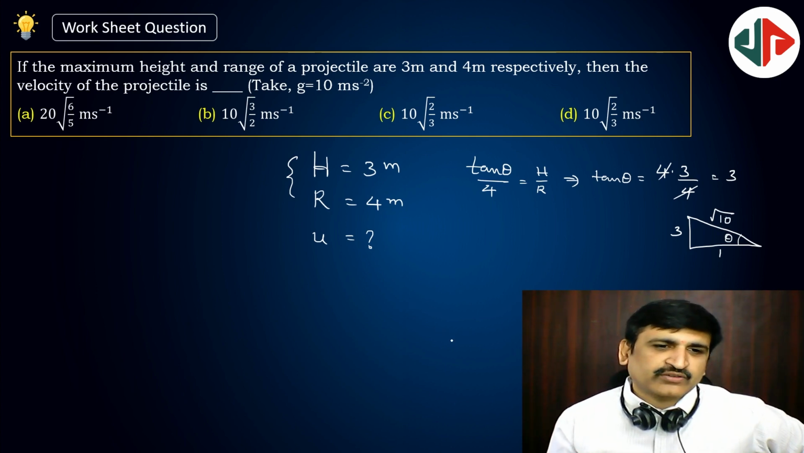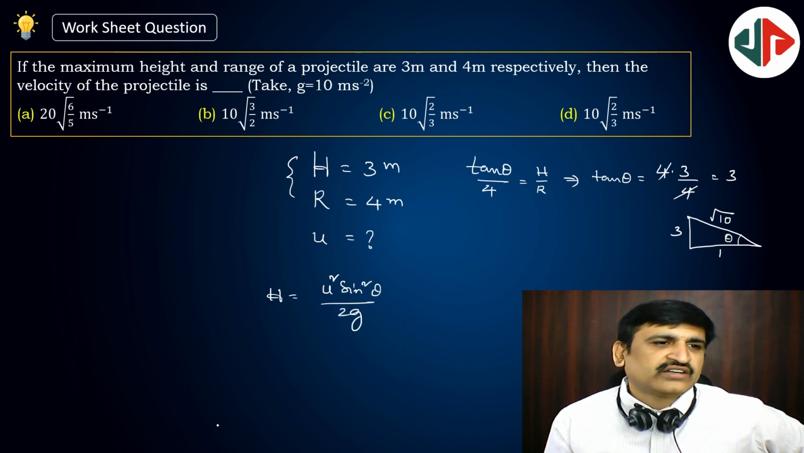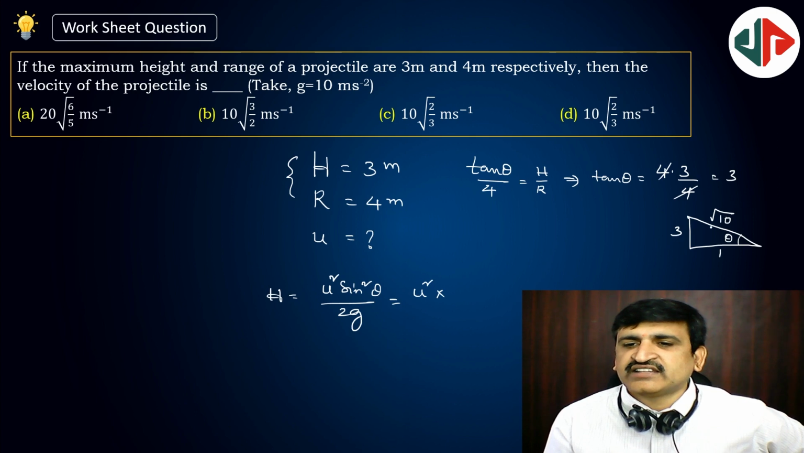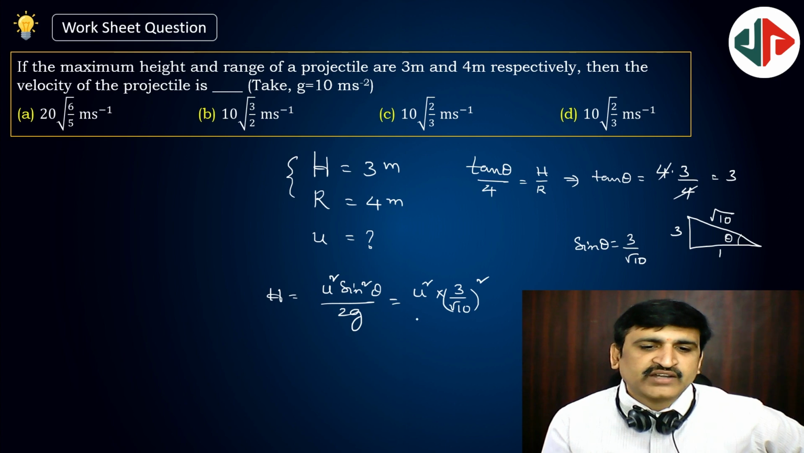Now, whatever you want you can find. You have a formula, h is equal to u square sine square theta by 2g. He is asking for the velocity of projection. Sine theta here is 3 by root 10, so 3 by root 10 square, divided by 2g, with g value 10 I can take.